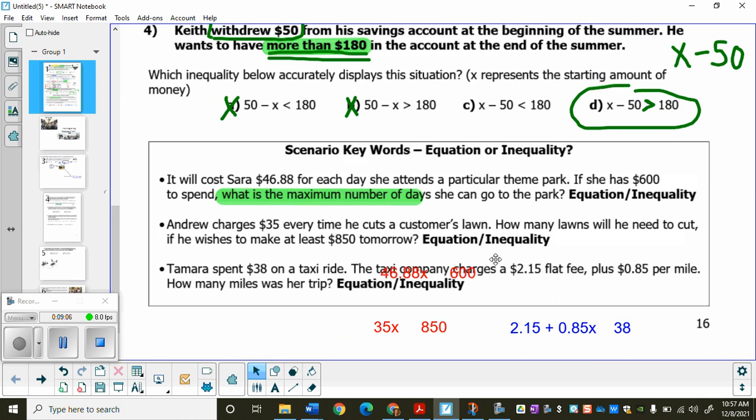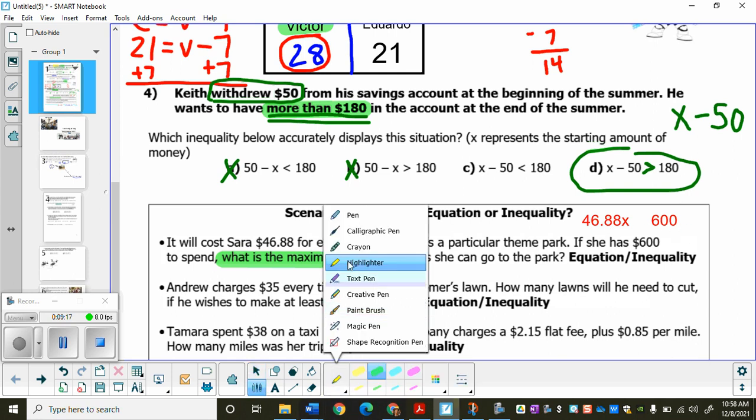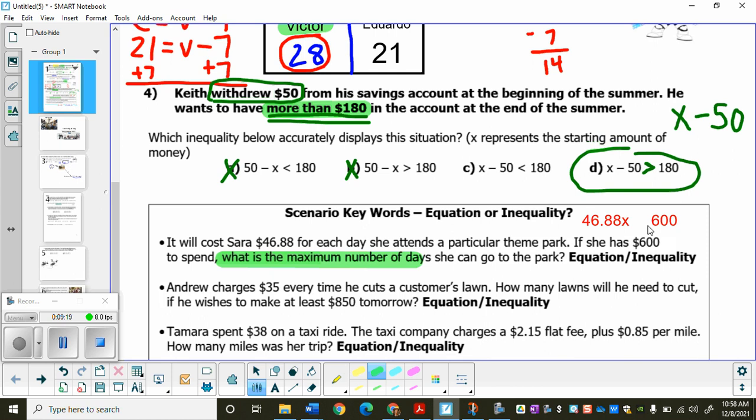So what I'm going to do is drag this up here so we can see what we're looking at. This is the 46.88 for each day, and she has only budgeted $600 to spend. So if I now want to fill this in with a symbol, we've got to see, is that going to be an equal sign or an inequality sign? I think you guys already know it's going to be an inequality symbol. Now we just got to figure out which one and which way it faces.